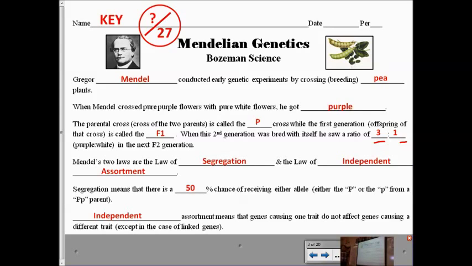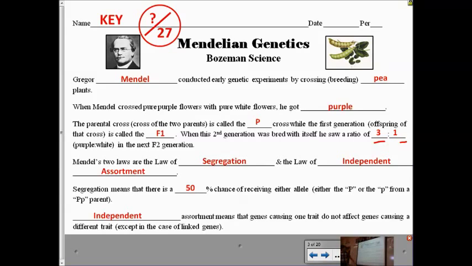the gene for seed shape and the gene for flower color have nothing to do with one another. They're unrelated. Just like your IQ and your height are not related. They're two separate genes. We say they sort independently. Okay? So they're independent of one another. That's what he learned from that.